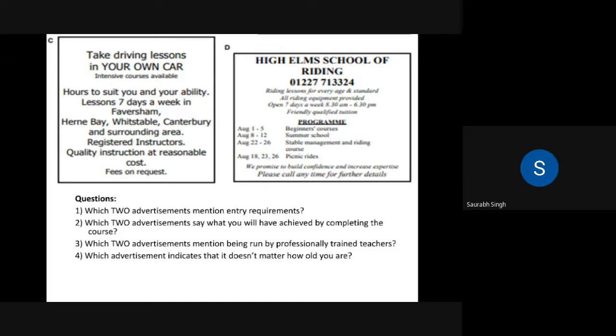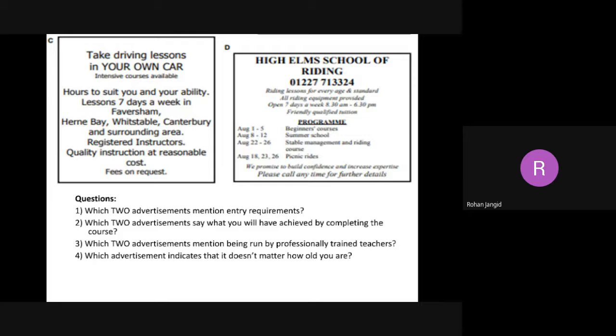Ma'am, what is the answer for the second question? Second one is B and D. B for Bombay, D for Denmark. Okay, thank you. For the fourth one, fourth one is D, D for Denmark. Okay, I repeat. The first one is A for America, E, E for England. Second one is B, B for Bombay, D, D for Denmark.